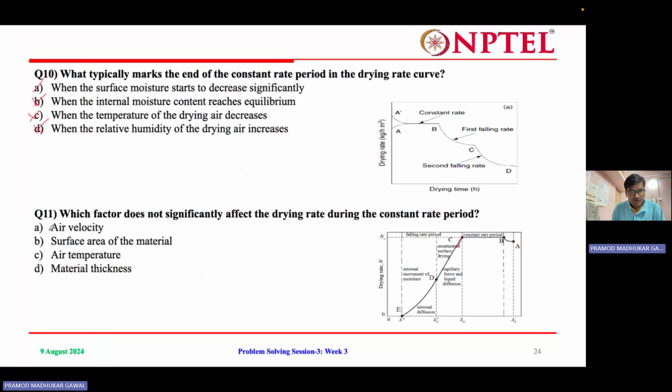Question 11. Which factor does not significantly affect the drying rate during the constant rate period? Here it asks which does not significantly affect, right? So air velocity also affects, surface area of material also affects, air temperature also affects. So material thickness is the one that does not significantly affect the drying rate during the constant rate period. So option D is correct.